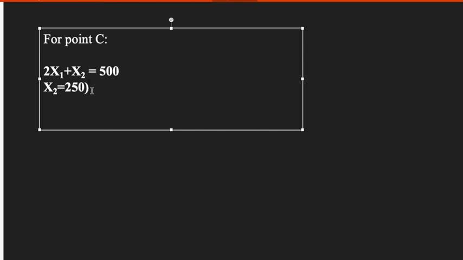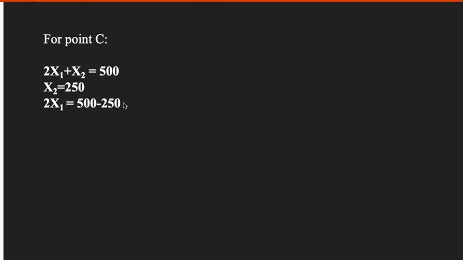So here what we are going to do, we are going to multiply equation 2 by how much? Now we don't need to multiply it because we have x2 here in both. So this x2 and x2 will get cancelled. We have 2x1 is equal to 500 minus 250. So we are going to write down here 2x1 is equal to 500 minus 250, right?